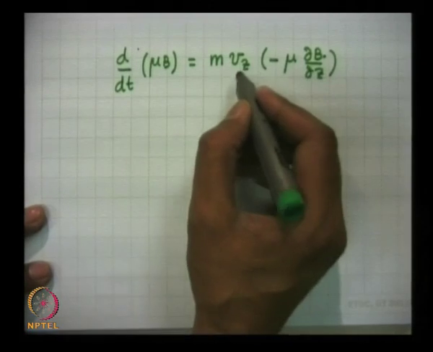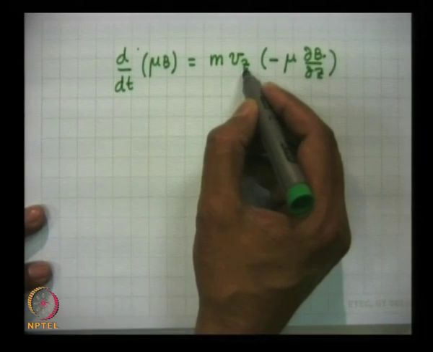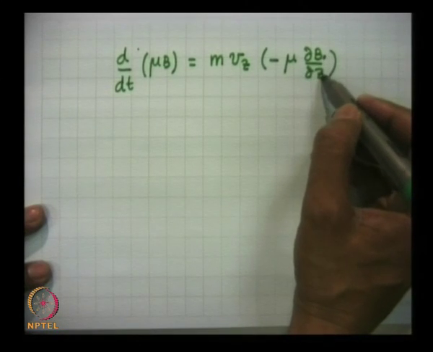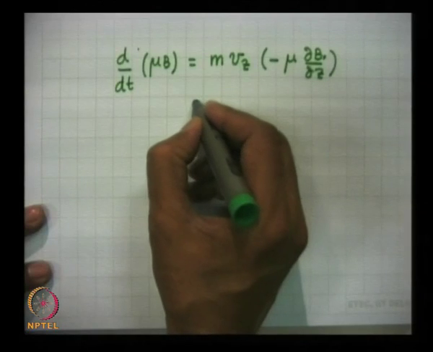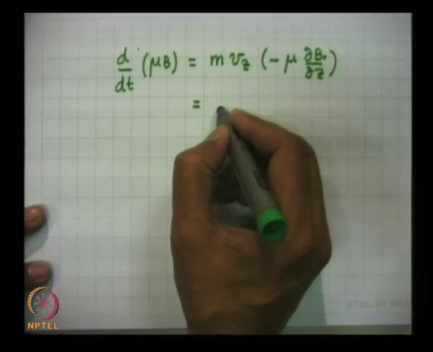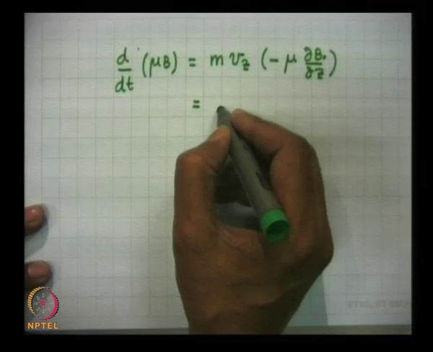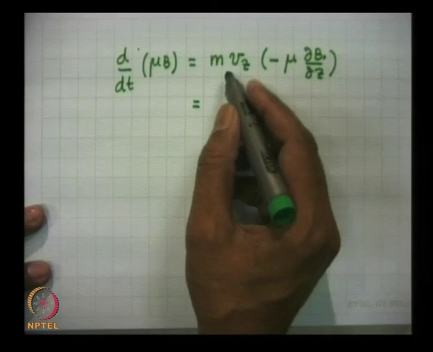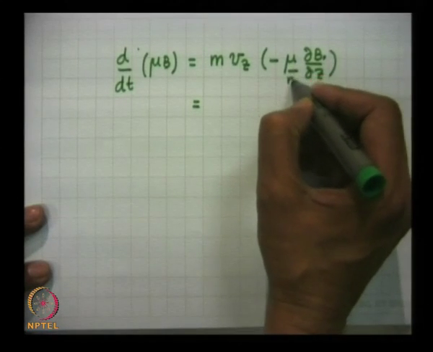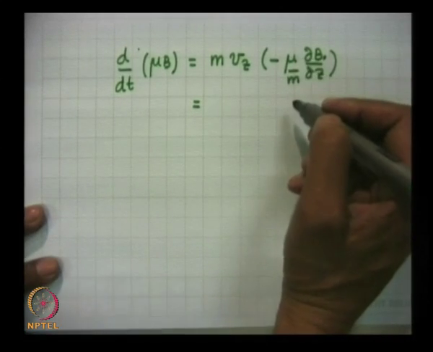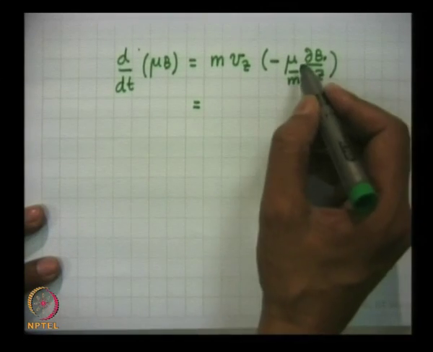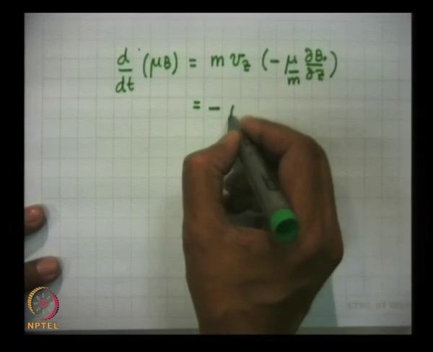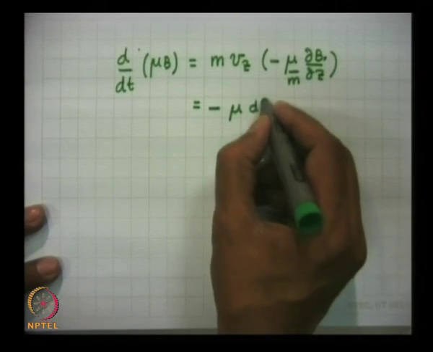What can I do? Vz I can write as dz by dt, and then this derivative of dB by dz into dz by dt can be combined together. Why is this m there? M should not be there. Actually, this divided by m was the value of delta Vz by delta t. So, dVz by dt was actually this, m was also there, so this m will cancel out. It becomes minus mu dB upon dt.